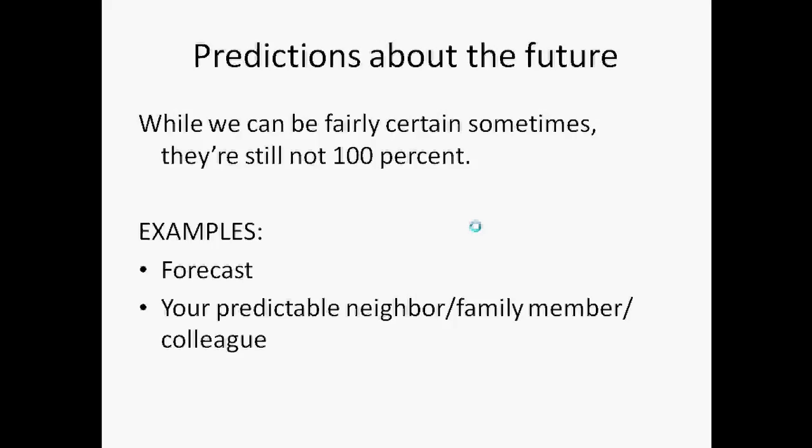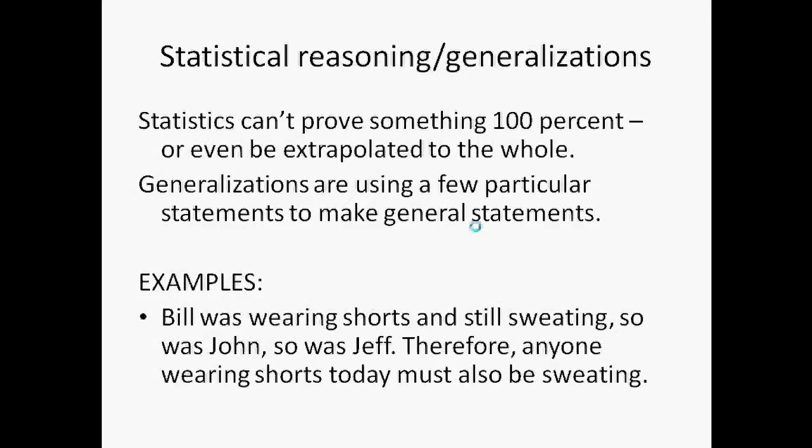The other is your predictable neighbor, family member, colleague. Sometimes people are so predictable that you can almost say with certainty, like, he just ate lunch, so he's going to go to the bathroom now. That may happen 99% of the time, but it may not. It may just be an exception where it doesn't happen. So predictions about the future can often be fairly likely, especially given past behavior, but it's still a prediction. It's still not 100%.